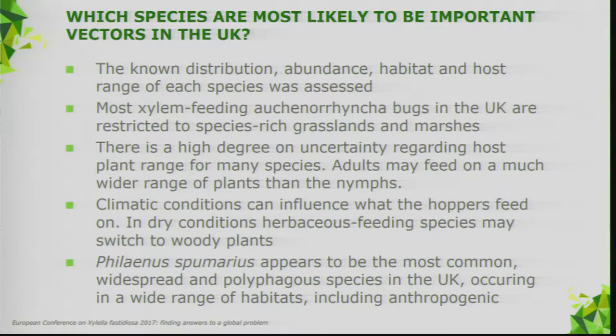However, the host range for many of these bugs on the continent is much greater, or at least the records of the hosts are much greater, and there's a high degree of uncertainty regarding the host plant range for many of the species in the UK. This is because the adults may feed on a much wider range of plants than the nymphs. Climatic conditions can influence what the hoppers feed on. So in dry conditions, herbaceous feeding species may switch to woody plants. Now in the UK, for example, last year we had a very wet summer. We rarely get drought conditions where something like Philaenus spumarius would have to move from herbaceous plants onto woody plants, so the incidence of Philaenus spumarius on woody plants is low. It appears to be much higher in the Mediterranean, particularly in areas that have very dry summers where the herbaceous preferred hosts dry out.